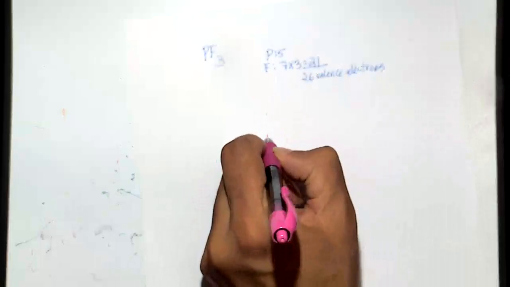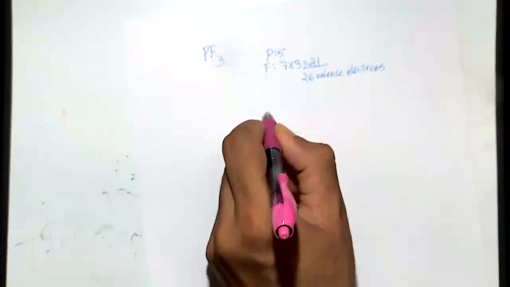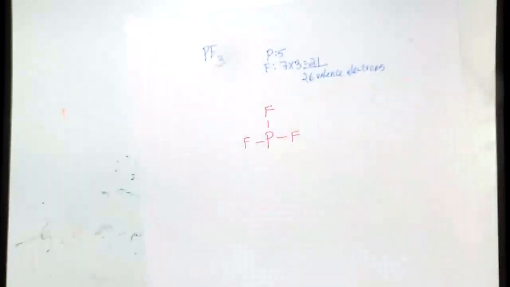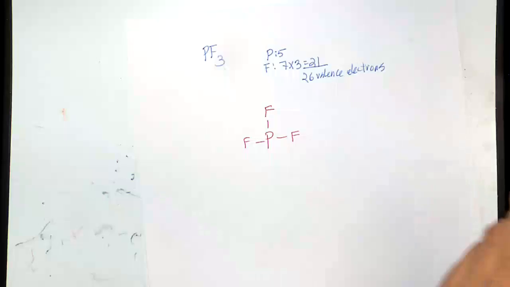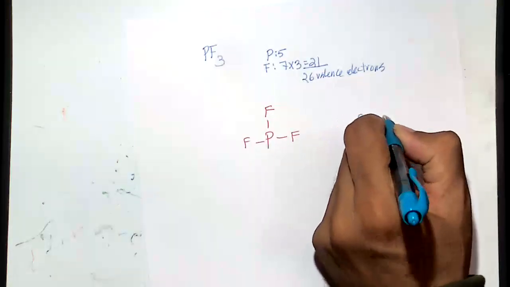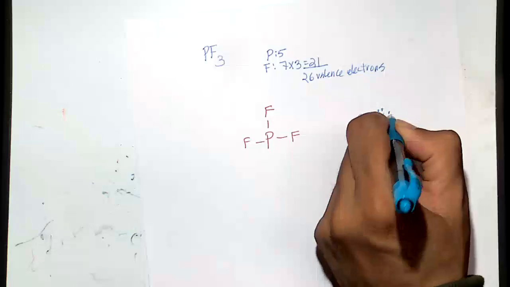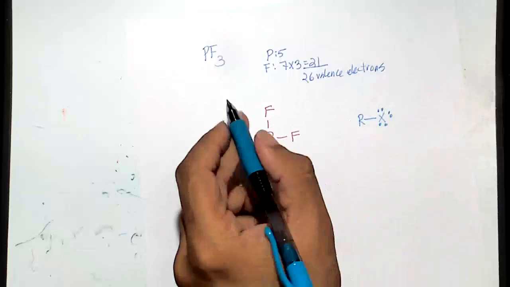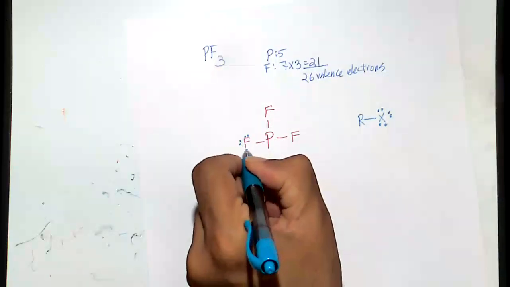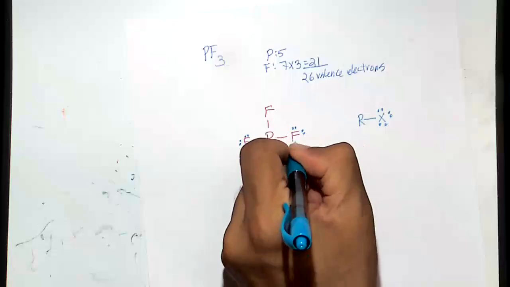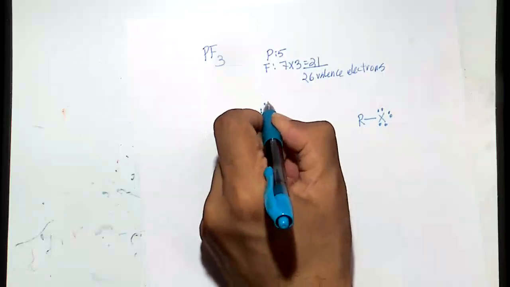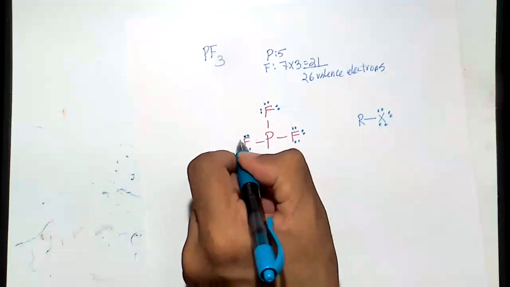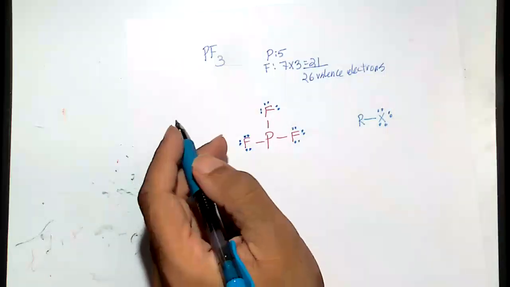All right, so phosphorus, happy at 5. 1, 2, 3. What did we say about halogens? How will halogens work? Halogens will work with a single bond and 3 lone pairs. So we'll do 3 lone pairs around this. 1, 2, 3, 4, 5, 6, 7.